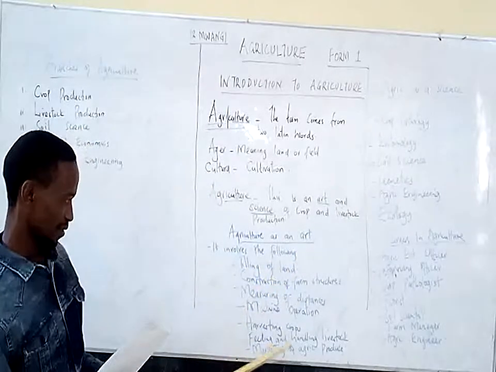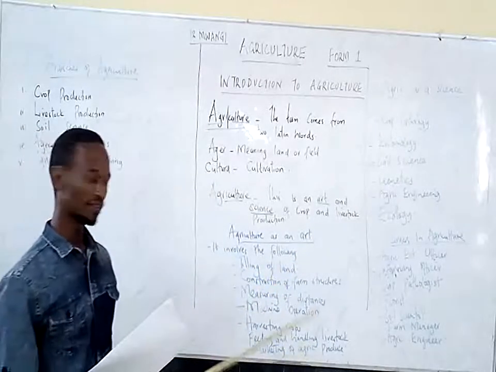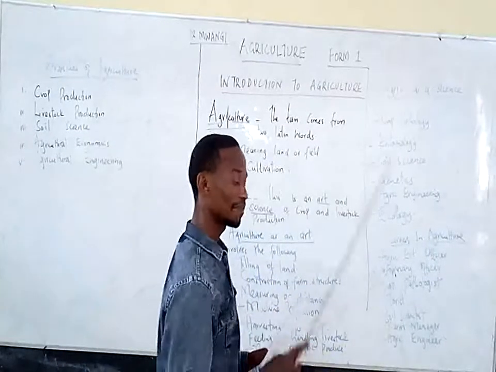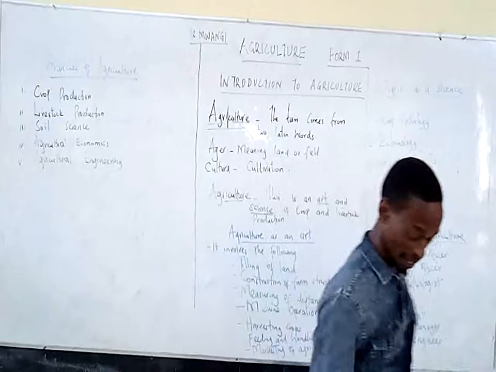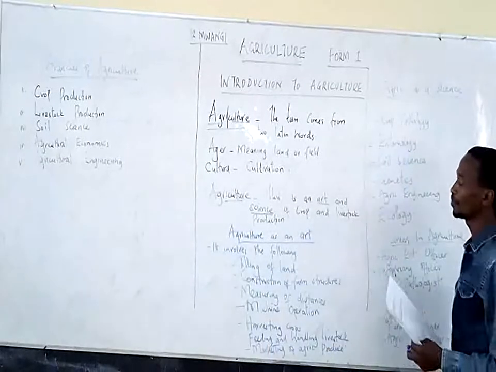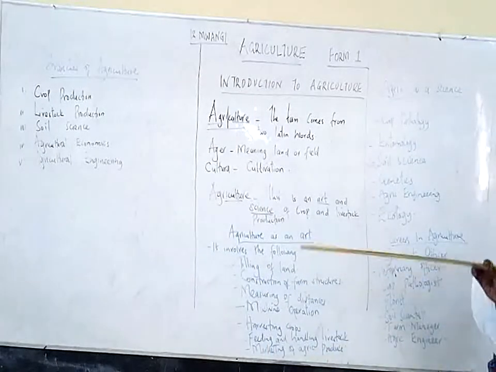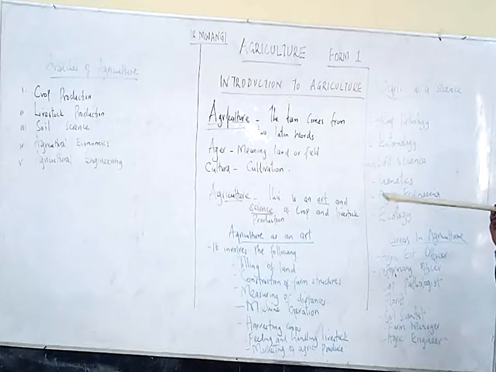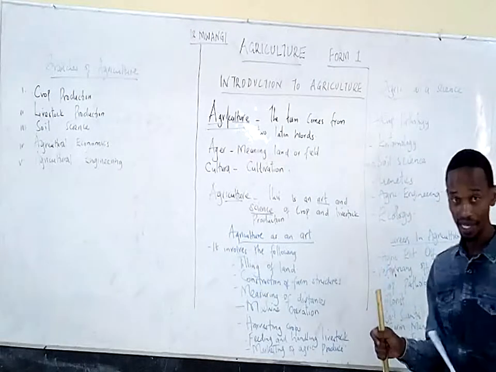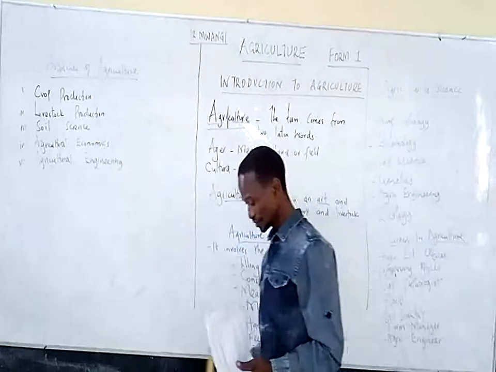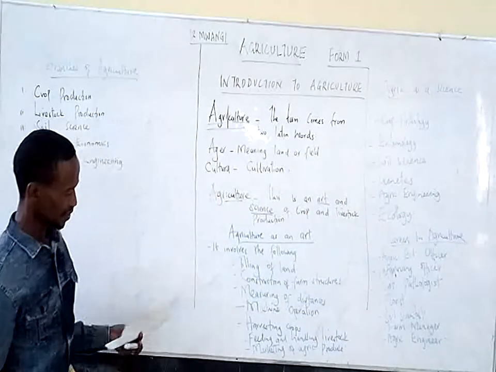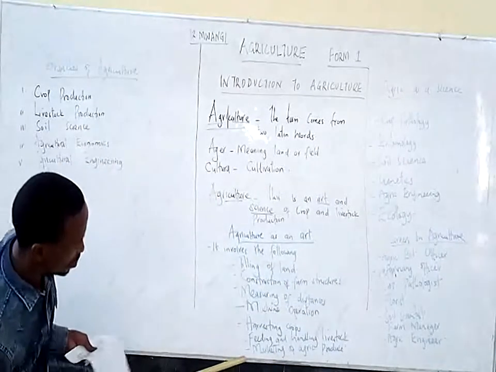Harvesting crops. Various crops have different harvesting methods. The method applied in harvesting maize is different from the method applied in harvesting beans. Or you can have coffee, where the method used to harvest is by picking. In beans, you have to uproot, and so on for the different crops.